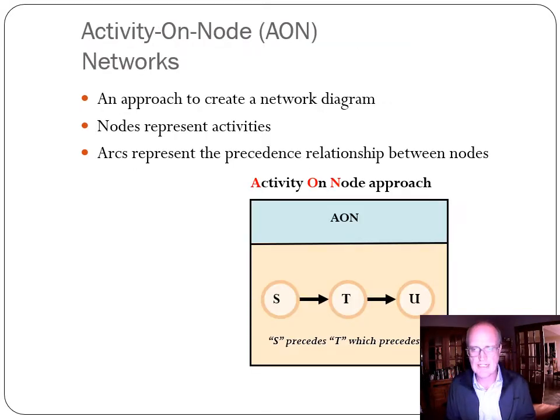As I said, we're going to do the activity on node approach, which looks like this. This is a very simple network. We have 3 tasks in order here, and this reflects that S has to be finished before T can start, and T has to be finished before U can start. So this is how we represent it in drawing a project network. We reflect those precedence relationships. S precedes T, which precedes U. And that's what we are articulating with a diagram that looks like that.